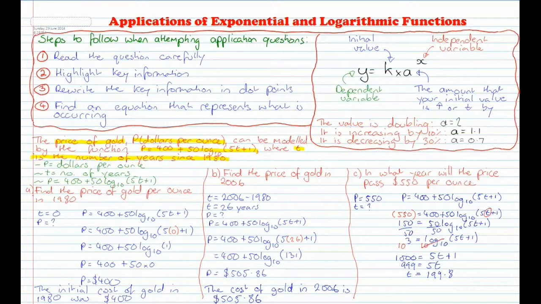So in order to find out what year exactly it is, what we need to do is go 1980 plus 199.8, and this gives us an approximate answer of the year 2180. So therefore the price of gold will be $550 per ounce in approximately the year 2180.